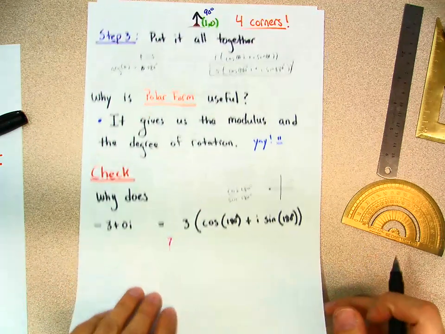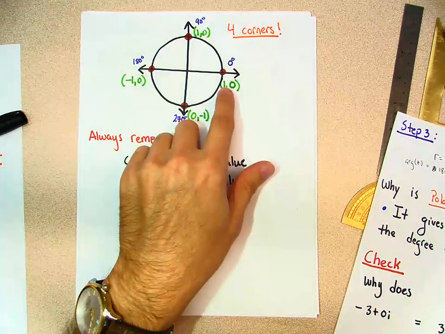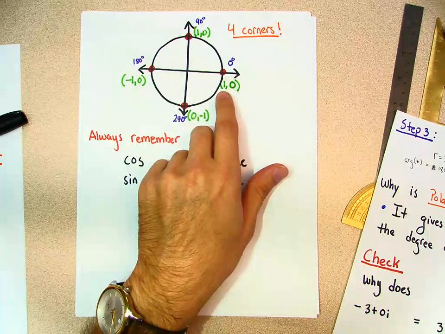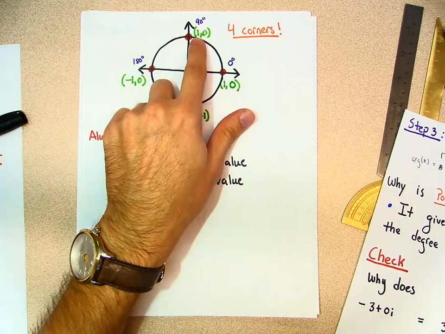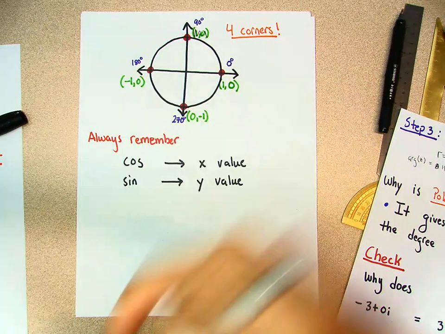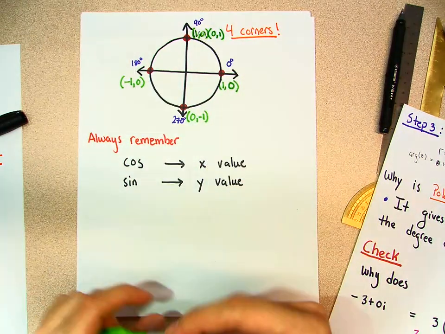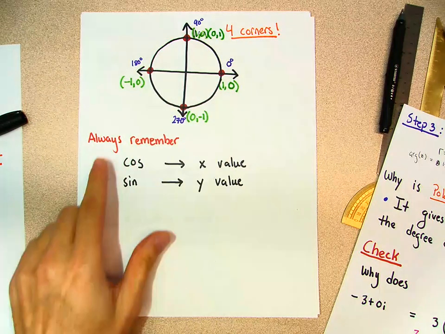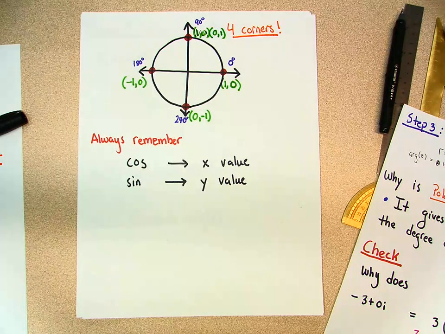One thing we need to remember from last year was the 4 corners. If this is the first corner here, this is 1, 0, this is negative 1, 0, this is, whoops, that is not 1, 0, that is 0, 1, my bad. That's 0, 1, and this is 0 and negative 1. And always remember, cosine is my x value and sine is my y value.